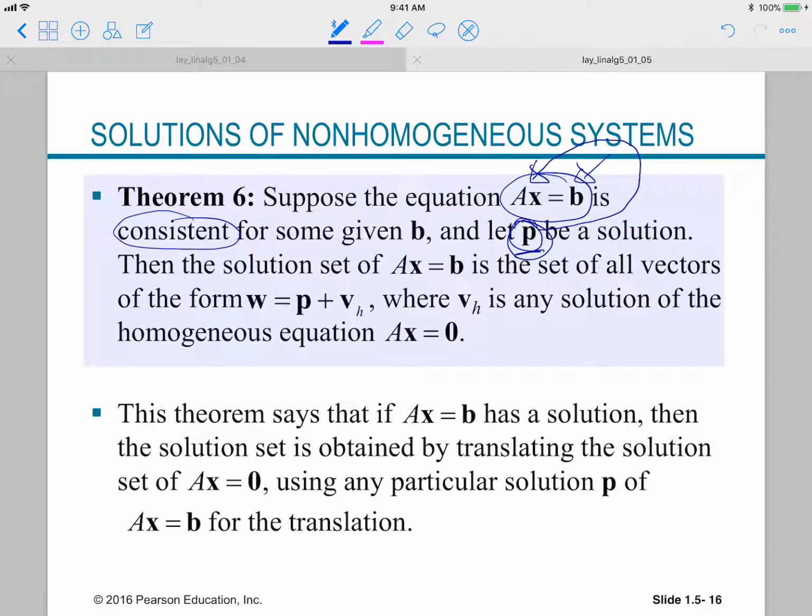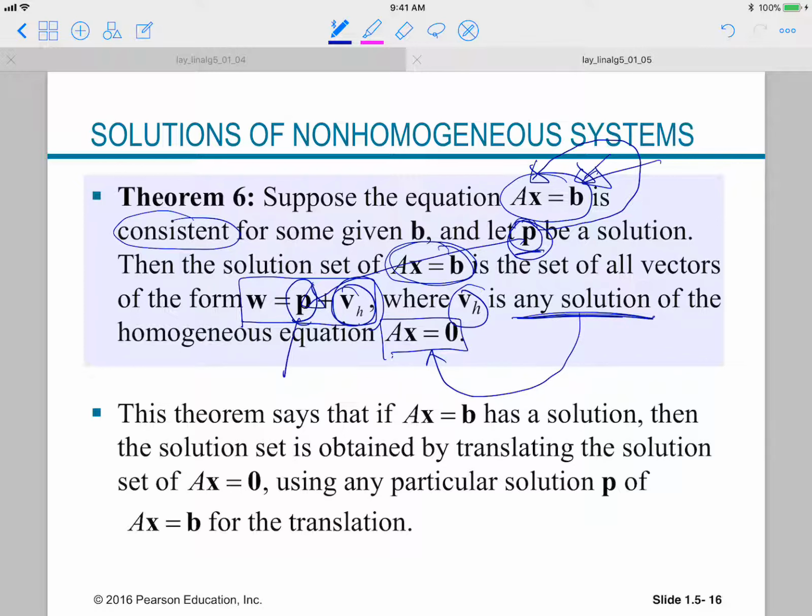So given this P as one solution satisfying our linear system, the general solution, or the entire solution set of our linear system, can be represented in this form: P plus VH. P is this particular solution corresponding to one particular point that our line passes through. And then what is VH? VH is any solution that satisfies our homogeneous linear system.